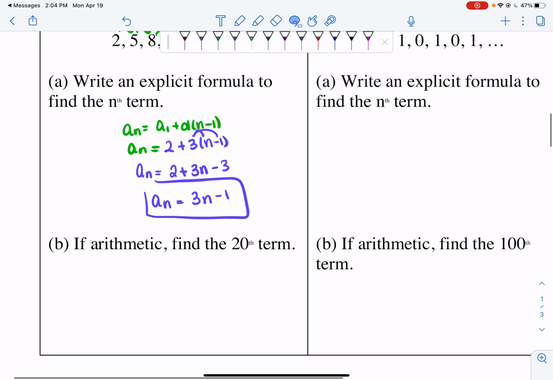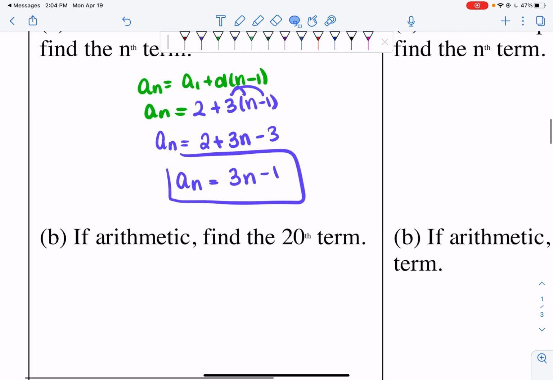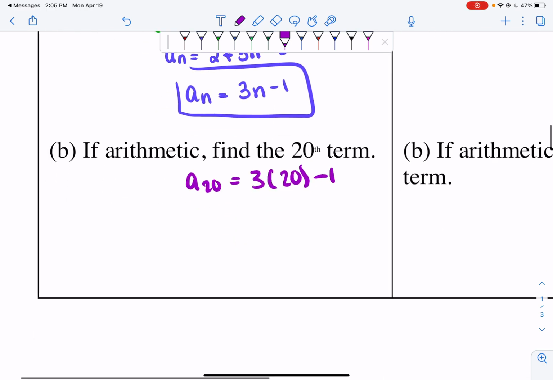Now, if it's arithmetic, which it is because we just wrote our rule, we're now going to find the 20th term. So we're basically just going to plug in 20 to our sequence rule. So a sub 20 equals 3 times 20 minus 1. You can type it in your calculator, or you can think aloud. 3 times 20 is 60. 60 minus 1 is 59. So my 20th term is 59.